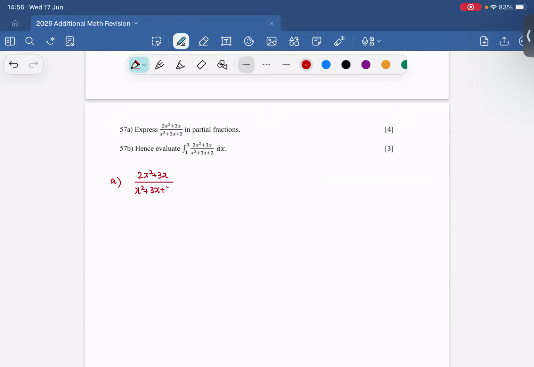The numerator is power 2, the denominator is also power 2. This tells us that this is an improper fraction. We need to do long division to make it proper. Normally the long division will not be too difficult, because that is not what we are trying to test you.